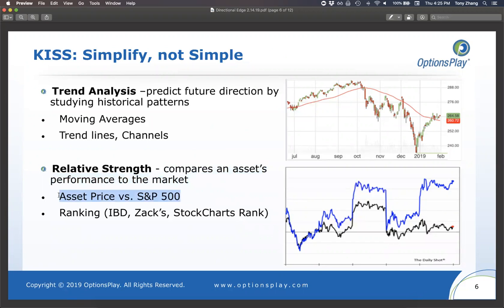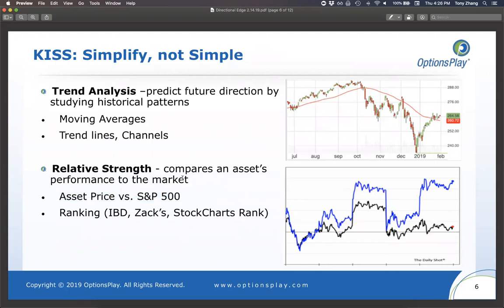There are more robust methods, such as ranking indicators, like IBD publishes their IBD Rank, which ranks a stock from 0 to 100. 100 are the stocks that are outperforming the market by the most amount, and 1 are the stocks that underperform the market by the most amount. And there are various methodologies here: IBD, Zacks, StockCharts. They all publish similar rankings based on different tweaks of that type of methodology. So these are the two forms of analysis that we propose that you look at to gain your directional view.